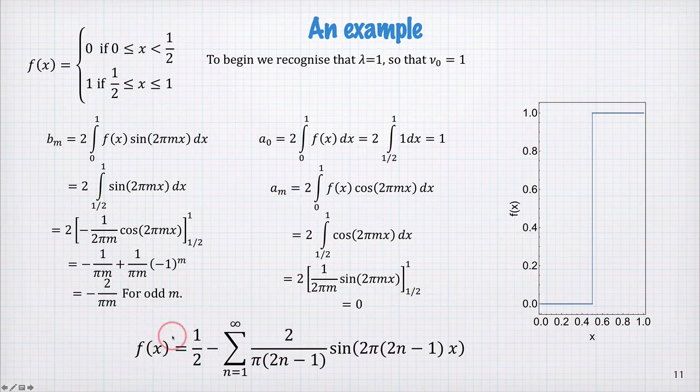The function f of x then can be expressed as a half minus, we have the minus sign here, the sum over 2 on pi times the odd values of an integer here, from n equal 1 to infinity, sine 2 pi (2n minus 1) times x. So this is for odd m here, and I've just rewritten this sum here for odd integers. So there is an example. We've now expressed f of x here as an offset plus a sum of sine waves.